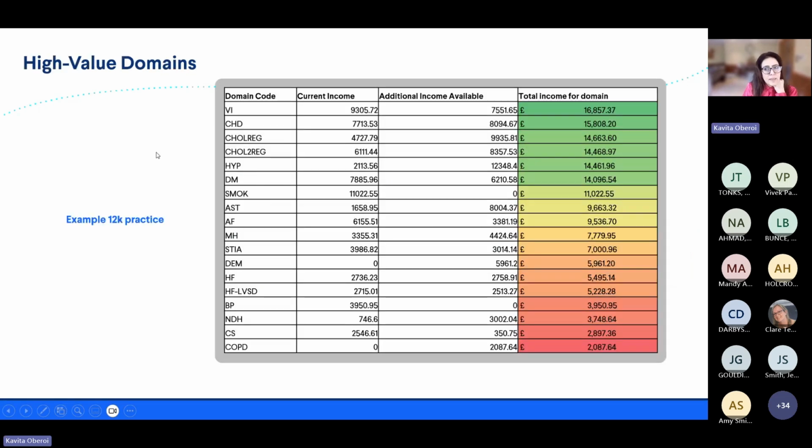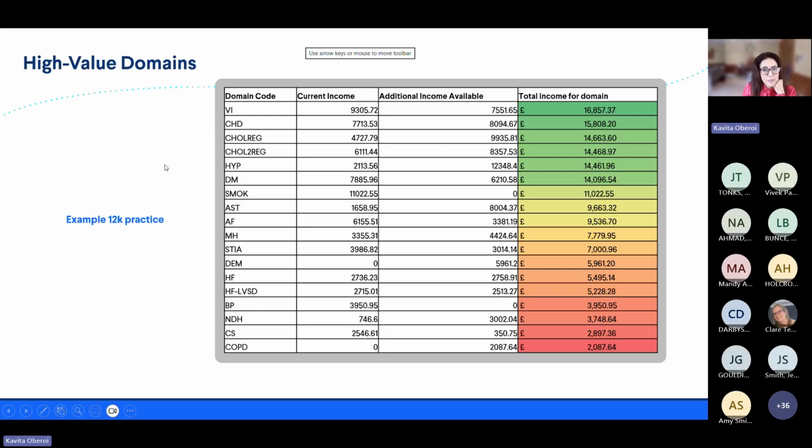So this is an example we ran at a 12,000 population practice, and obviously the income will vary per domain depending on your practice size, your CPI, the ADPF. But what we've done here is just looked at the different high value domains, and you can see in the top quadrant here, you've got vaccine, CHD, cholesterol, hypertension, diabetes. And then as we go down, you can see how these other domains drop down. Obviously, that's a lot of data to take in, and it would be nice if this could be done automatically.